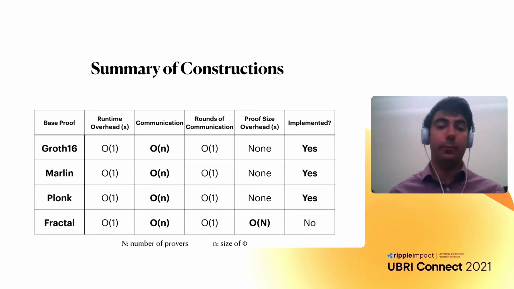They all use a constant number of rounds, or a quasi-constant number of rounds of communication. And for the first 3 proof systems, those based on elliptic curves, we're able to do this without increasing the size of the proofs at all. And then for Fractal, we have to increase the size of the proofs a bit. So we went ahead and implemented the first 3 of our constructions, Groth16, Marlin, and Plonk. And I'll tell you a little bit about how we did that implementation, because it's kind of interesting.